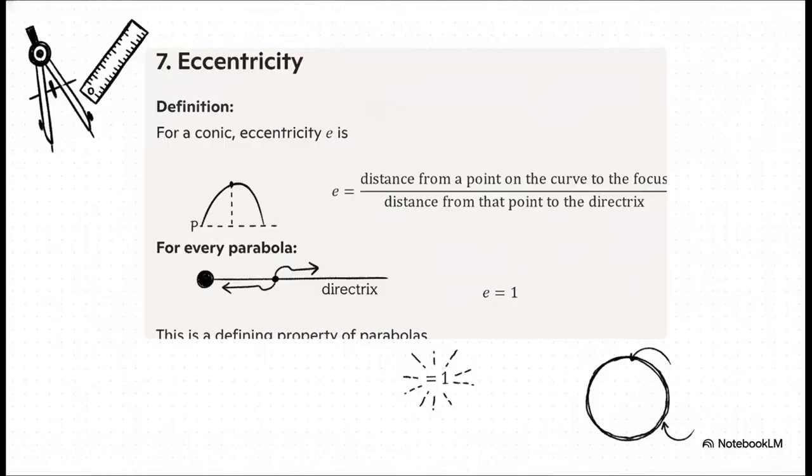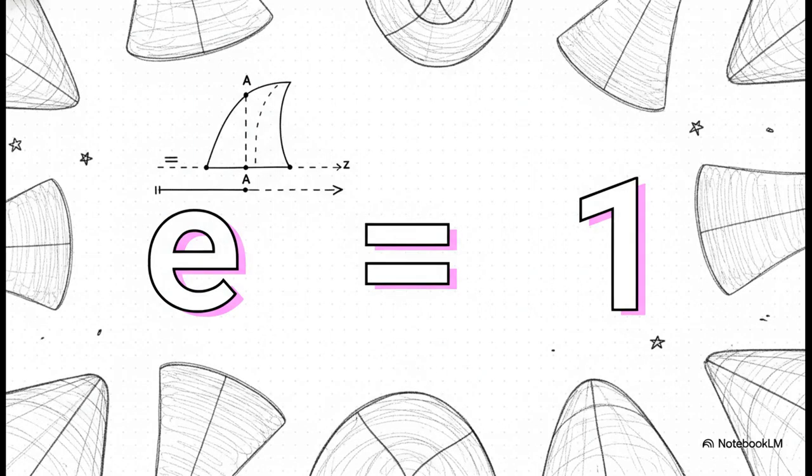Now, we can actually put a number on this whole relationship using a concept called eccentricity, which we label with an E. It's really just a ratio. You take the distance from a point to the focus, and you divide it by the distance from that same point to the directrix. This one single number tells us the exact type of curve we're dealing with. So if the defining rule for a parabola is that those two distances are always equal, what does that make the ratio?